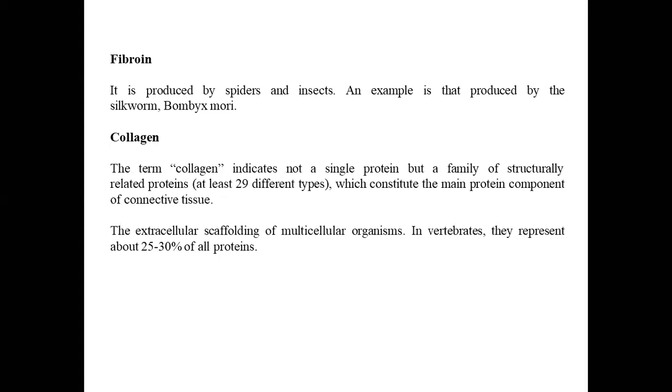Then we have collagen. The term collagen indicates not a single protein but a family of structurally related proteins, at least 29 different types, which constitute the main protein component of connective tissues, the extracellular scaffolding of multicellular organisms. In vertebrates, they represent about 25 to 30% of the proteins. That is collagen, and this main component helps to connect the tissues.